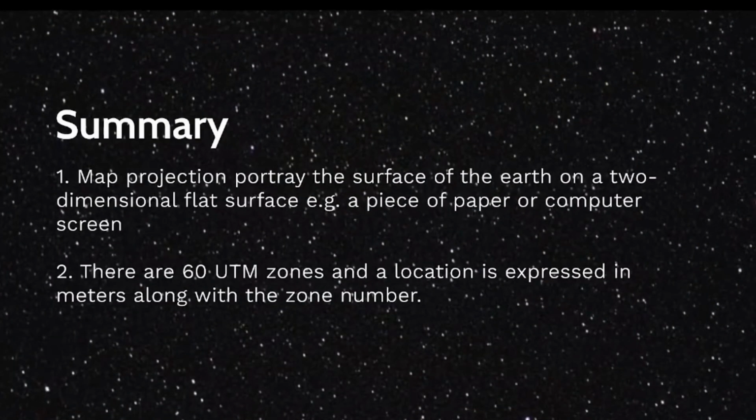In summary, map projection portrays the surface of the Earth on a 2-dimensional flat surface, for example, a piece of paper or computer screen. And there are 60 UTM zones and a location is expressed in meters along with the zone number.